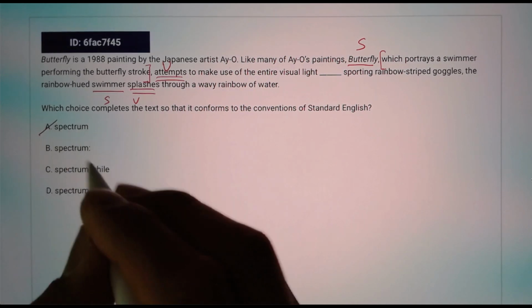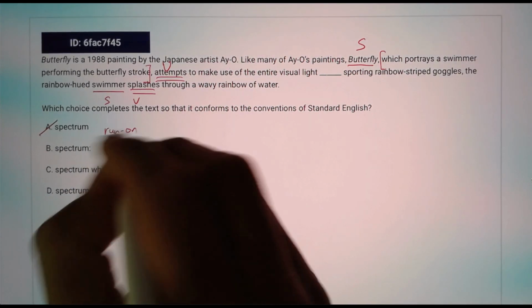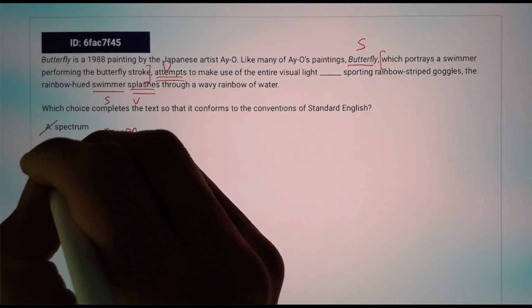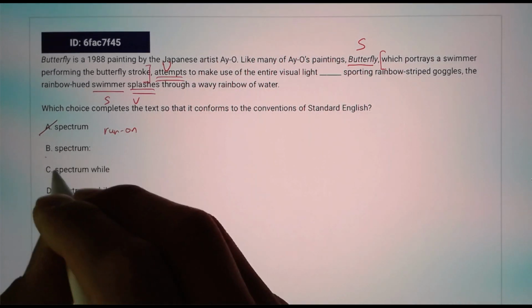Well, choice A, we have a run-on sentence. There's no clear boundary between these two independent clauses, so it's a run-on. Choice B, we have colon, and that actually can solve it, but let's keep B for now.